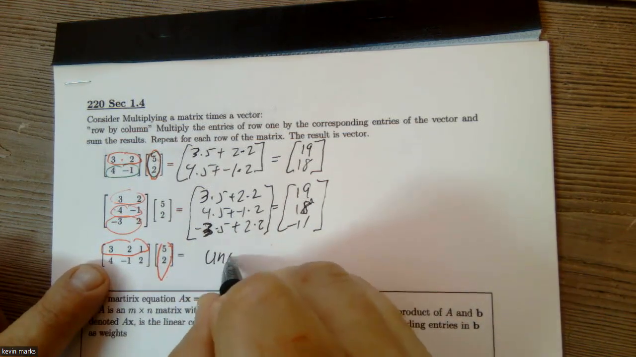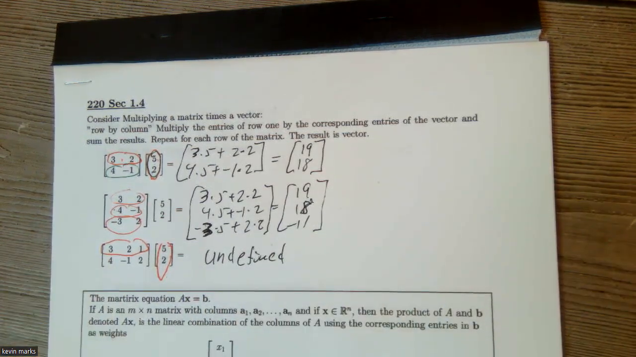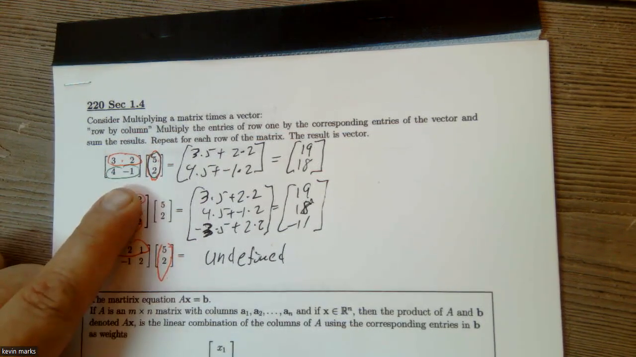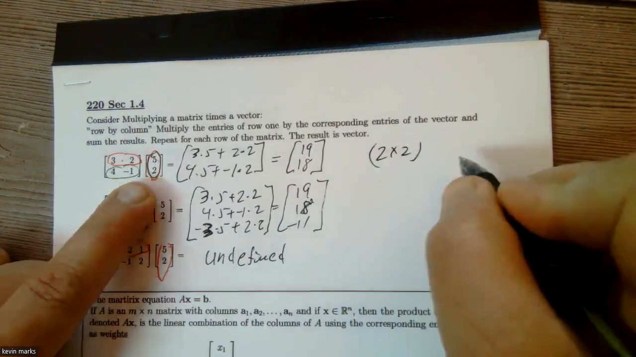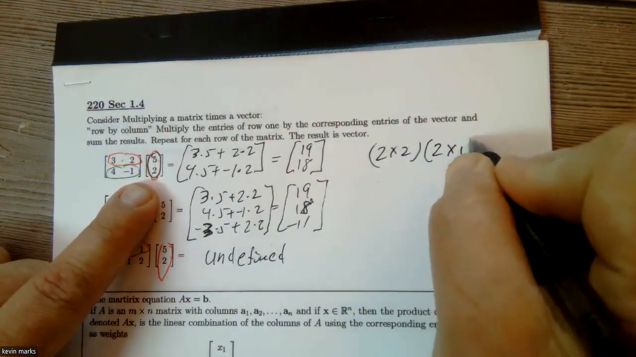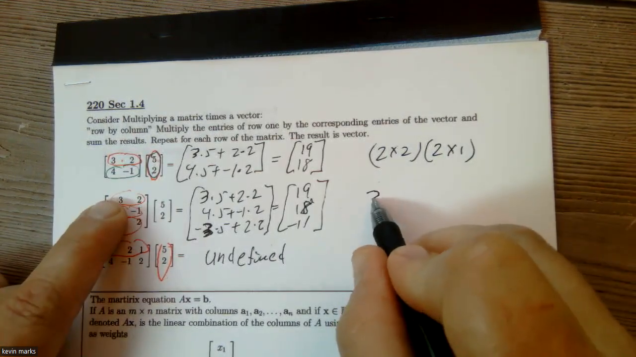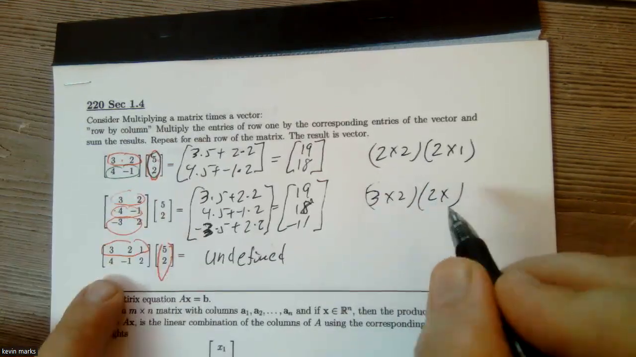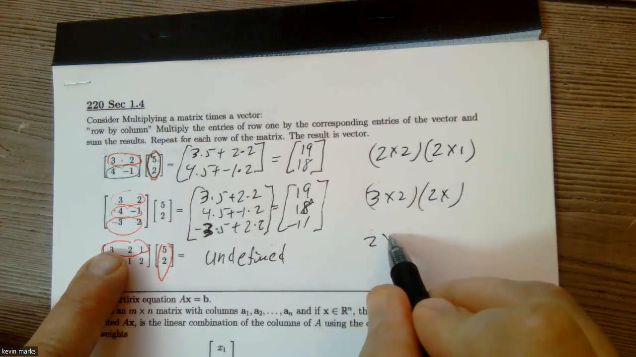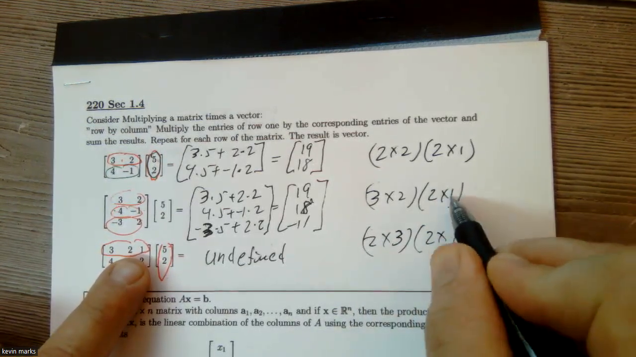So this would be known as what's called undefined, right? There's no definition of how to do that. Another way you can look at this is to notice that this matrix here is a 2 by 2 matrix, and this vector is technically a 2 by 1. Then this is a 3 by 2, and this is a 2 by 1. This is a 2 by 3, and this is a 2 by 1.